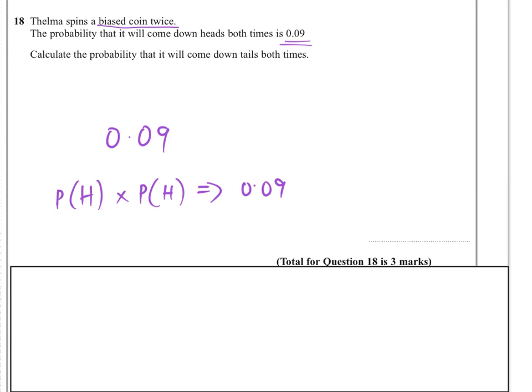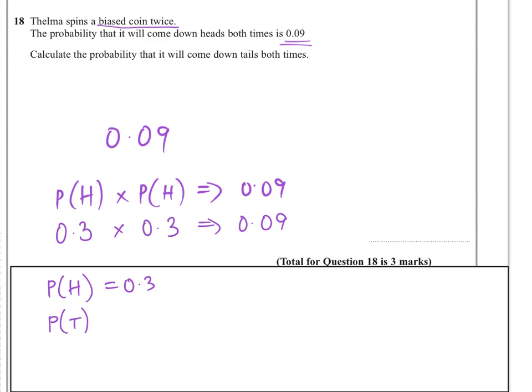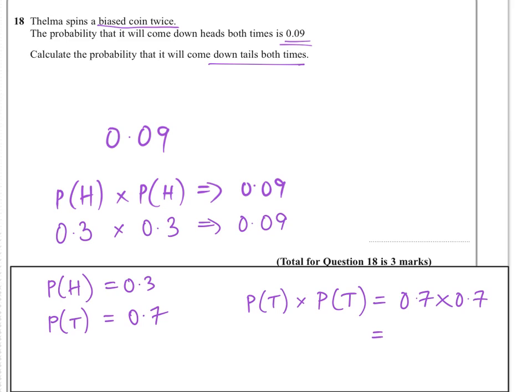So if we do the square root of 0.09, then we would have 0.3 multiplied by 0.3 would give us 0.09. So that means the probability of heads will be 0.3. So the probability of tails, as it was a biased coin, would be 0.7. So coming down twice on tails would be the probability of tails multiplied by the probability of tails, which is 0.7 times 0.7, which is just 0.49. Okay, so there's an assumption there that you know why to multiply with probability, and there's plenty of videos out there explaining that. I've got one in a playlist on probability if you want to have a look at it.